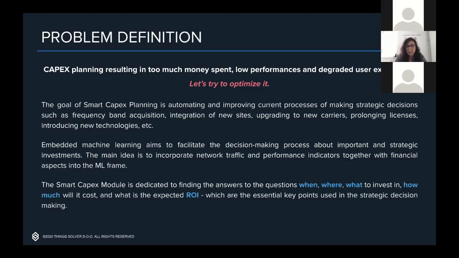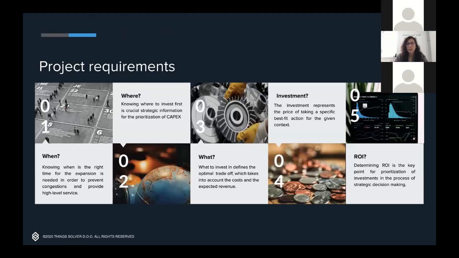The module that we have developed is dedicated to finding the answers to some main questions: when, where, and what to invest in, how much this will cost, and what the expected ROI is, because those are the essential key points used in strategic decision making. If we come to the project requirements, as I already mentioned, there were a couple of questions that we needed to provide answers to.